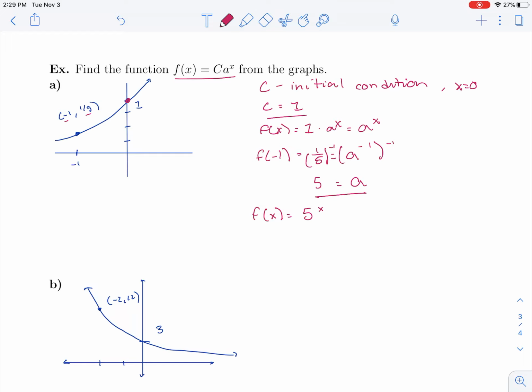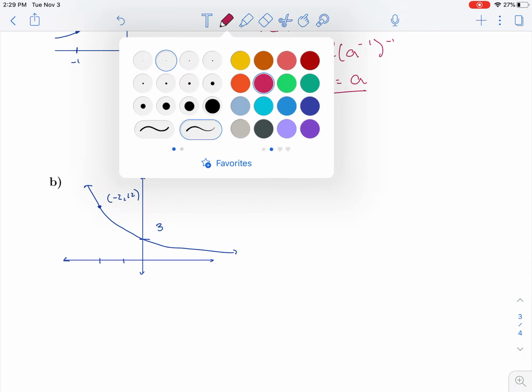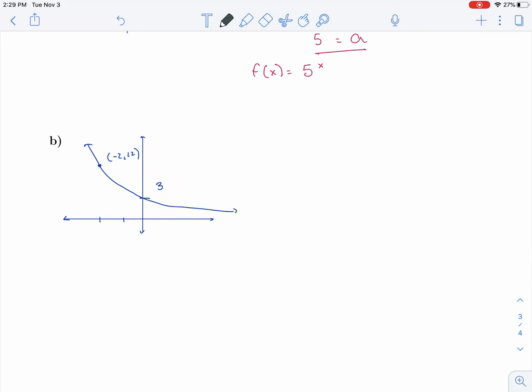Great. Wasn't too scary. Let's go try this one. This one looks terrifying. Just kidding, it's totally fine. This beautiful gray will work great. So again, f of x equals c a to the x. C is when x equals 0, so it is our y-intercept, which in this case is 3. So I know that my function is going to look like f of x equal to 3a to the x.